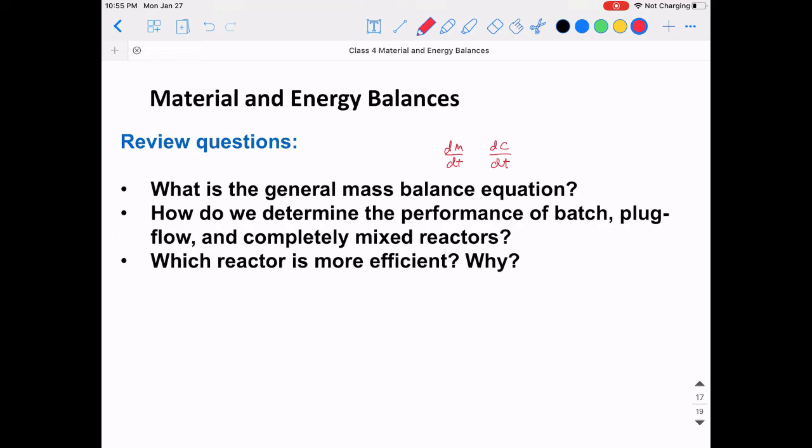And we also discussed which type of reactor is more efficient, and we tried to understand why that is the case, right? That's because the PFR, the plug flow reactor, has a relatively higher initial concentration, so the reaction rate at the initial time is going to be much higher compared to the CMFR, or the completely mixed reactor. Okay, so that's all for the contents of this class, and let me know if you have any questions.